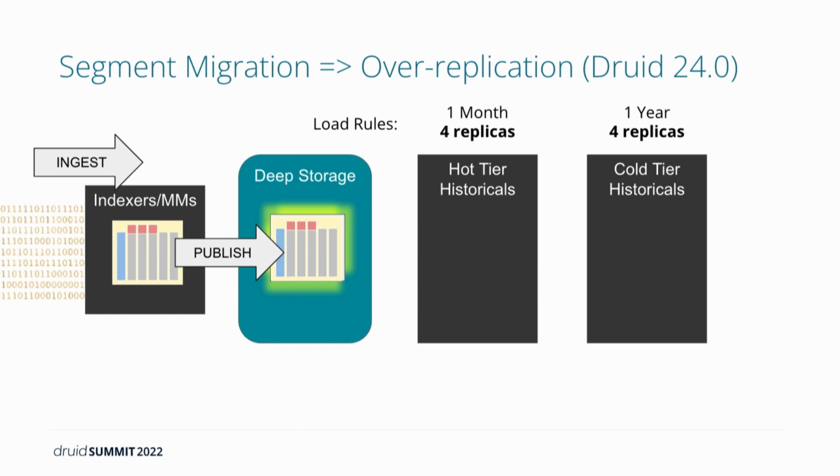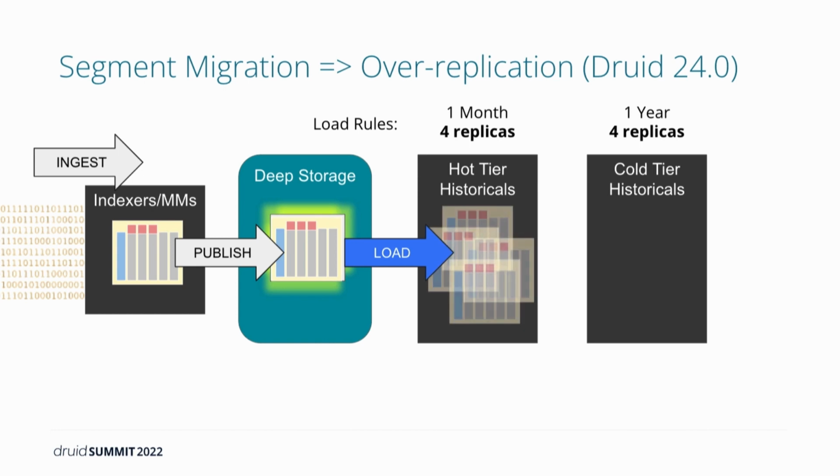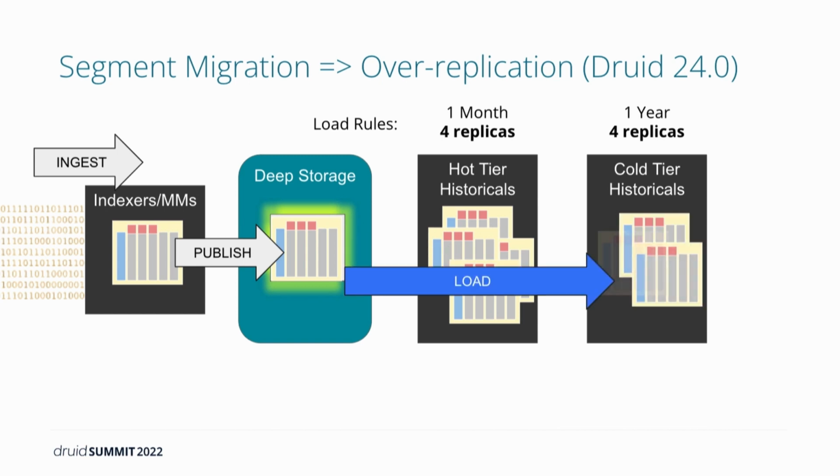So let's walk through this, right? We get the segment ingested, it's in deep storage, it's new data, so it's going to get 4 replicas in the hot tier. So at this point, everything's good. We asked for 4 replicas, and we have 4 replicas. Now, when a month passes and the next rule kicks in, it's going to load 4 replicas into the cold tier, and it's going to load those 4 replicas before it removes any of the over-replicated ones in the hot tier. So during some period of time, we now have 8 copies of this segment rather than just 4, right?